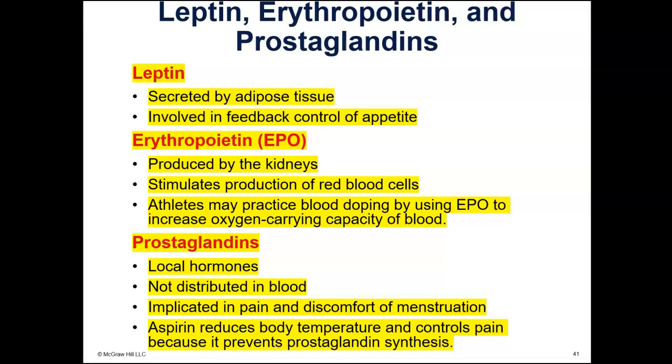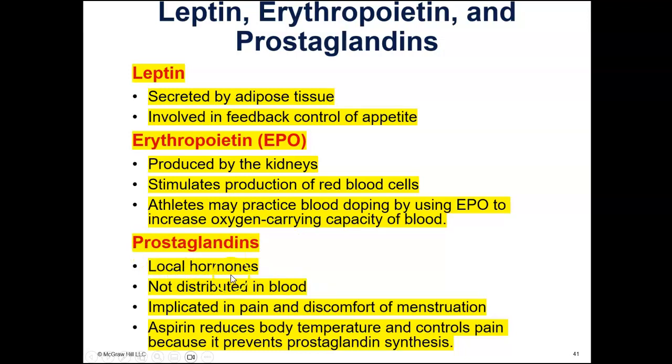Now, there are other chemicals that we're going to talk about. Leptin, which is secreted by adipose tissue. A lot of research has been done trying to use leptin to control appetite. So there's a lot of research going on in the weight loss industry using leptin, information we know about leptin. EPO, or erythropoietin, is produced by the kidneys. It stimulates the production of red blood cells in the red bone marrow, and it causes your blood volume to increase because you have more cells in your blood. So it increases your blood pressure as well.